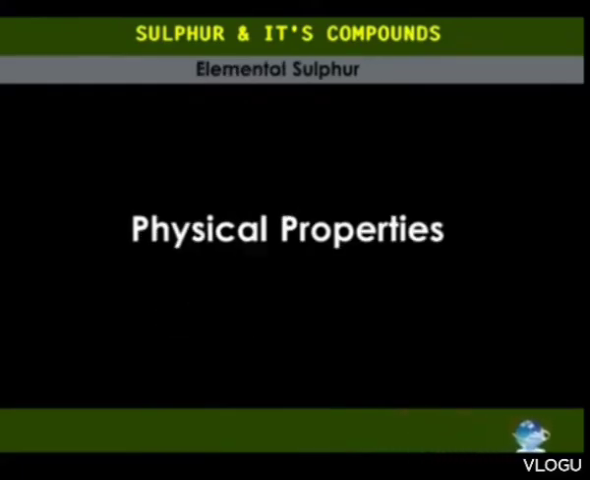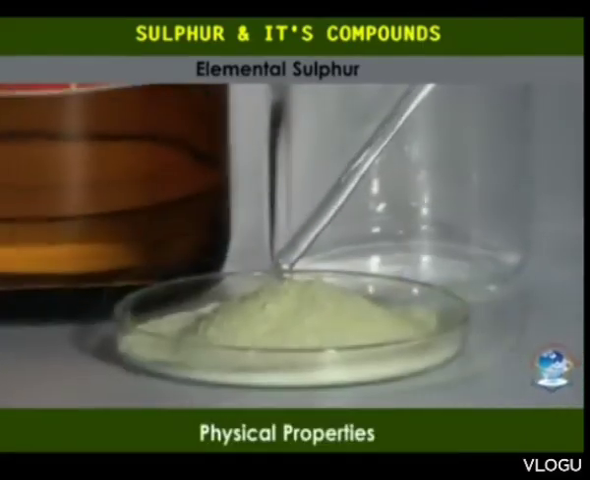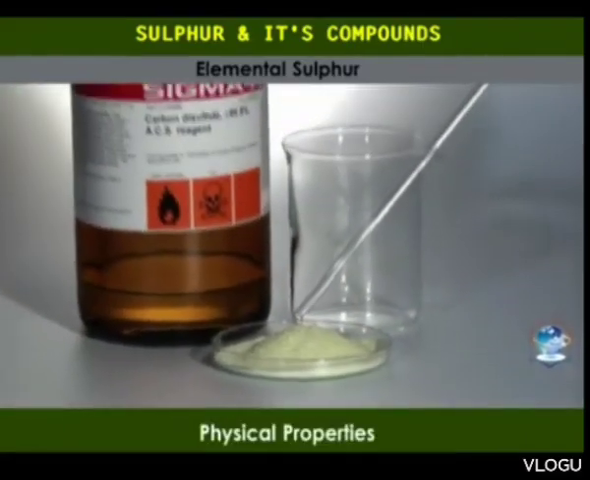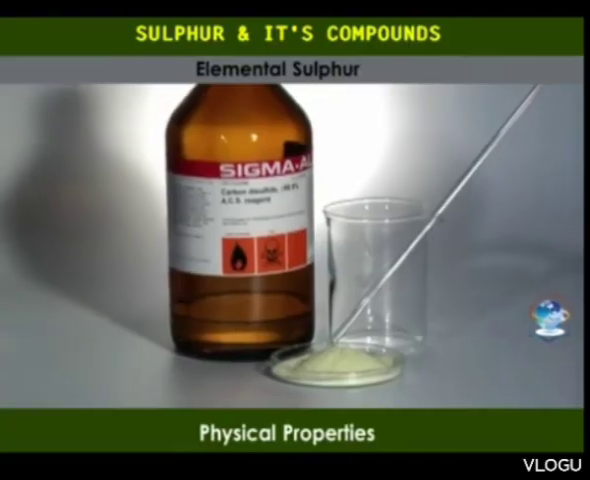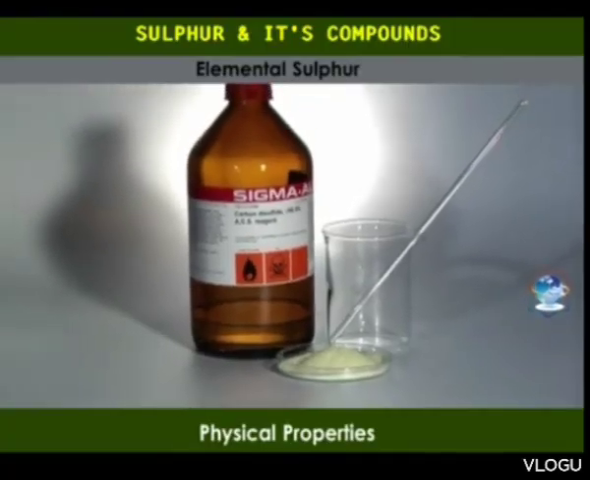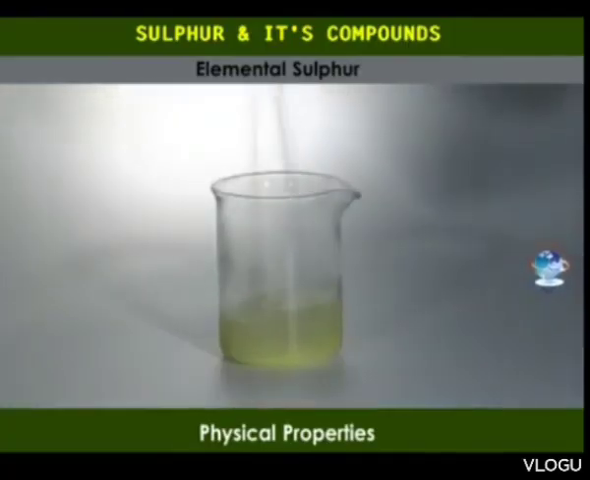Physical properties of sulfur. Sulfur is a yellow odorless solid which is insoluble in water but soluble in organic solvents like carbon disulfide and methylbenzene. At ordinary temperature, sulfur exists as a solid covalent substance.